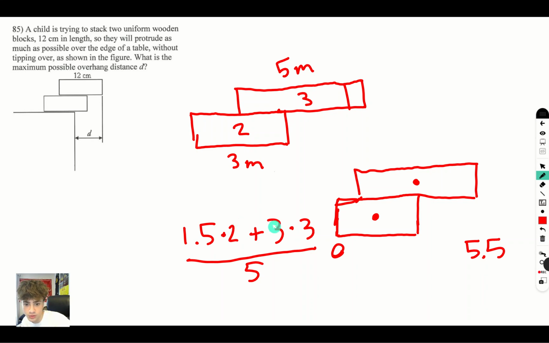1.5 times 2 is 3. 3 times 3 is 12. So our center of mass is going to be at 12 fifths, which you can also write as 2.4 meters. So this entire system can hang 2 meters off the edge. And that's how you would solve that problem.